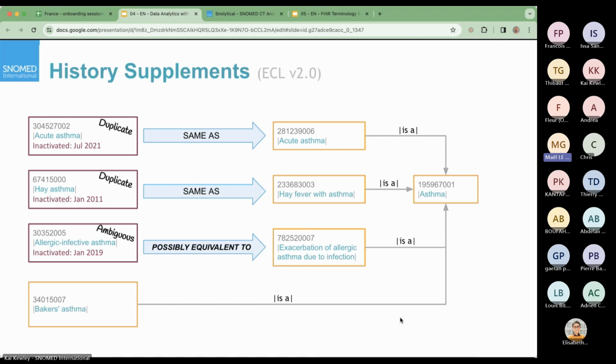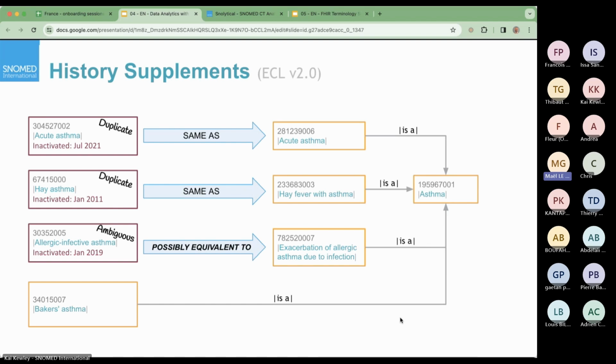The possibility of making queries on historical data this way, is it based on logical definitions of inactivated concepts? Because I learned that when a concept is inactivated, it loses its logical definition. So is it based on, okay, that's here, with the same as, and okay, thank you.